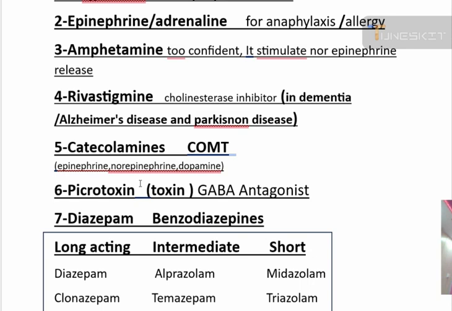Picrotoxin. Picrotoxin is a toxin obtained from a shrub. So it is used basically after surgical procedures or after operations when someone gets respiratory depression, serious respiratory depression. For example, what is the concept behind it? It is basically a GABA antagonist.